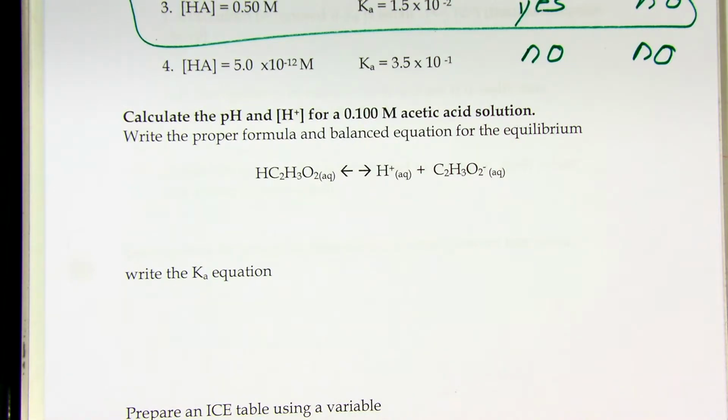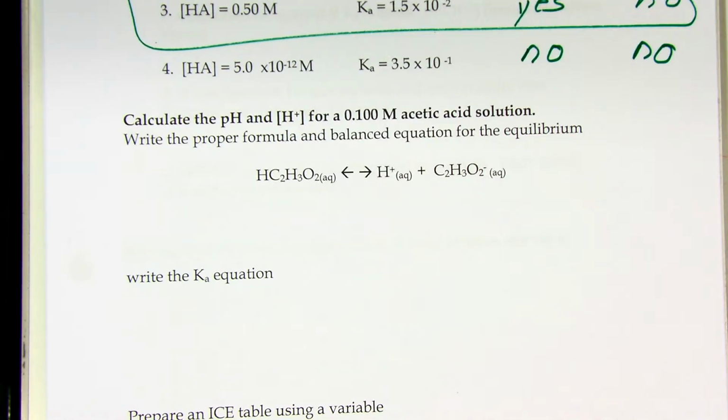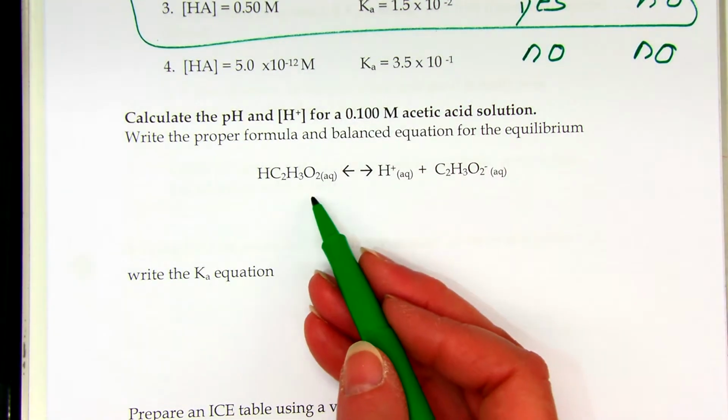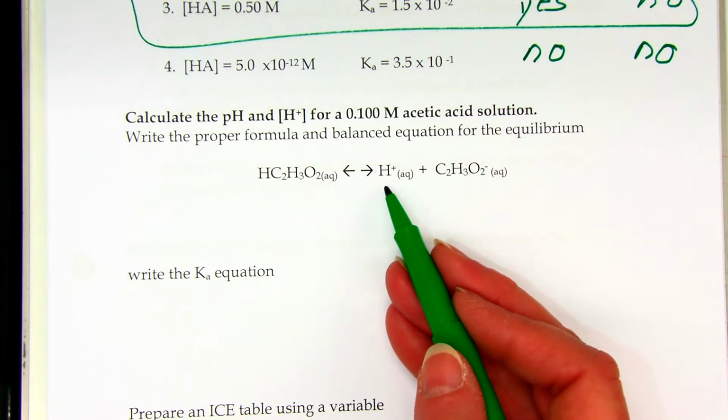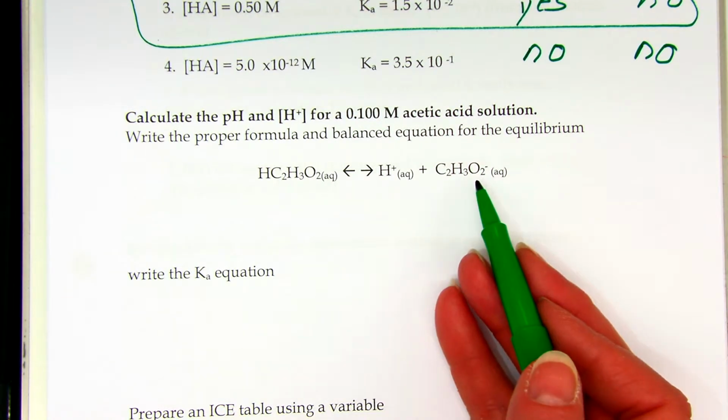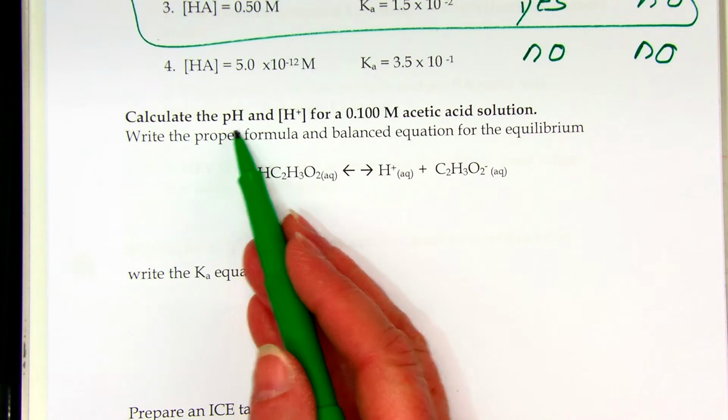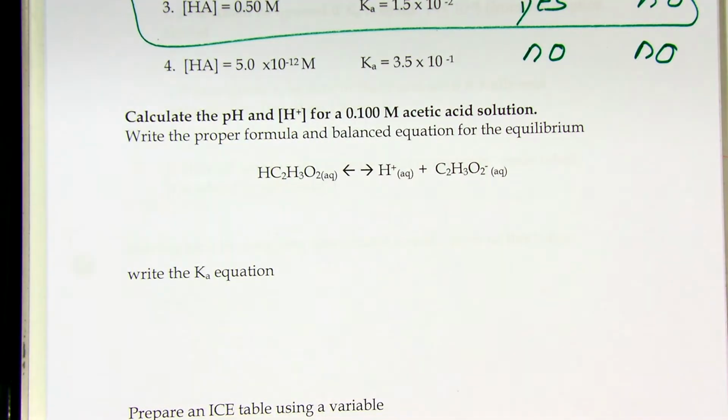Okay, so let's look at our first example of finding the pH of a weak acid using this equilibrium stuff. So we have acetic acid ionizing to make a hydrogen ion and an acetate ion. So calculate the pH, the hydrogen ion concentration, for a 0.1 molar acetic acid solution. You actually need to find H plus before you can find the pH.